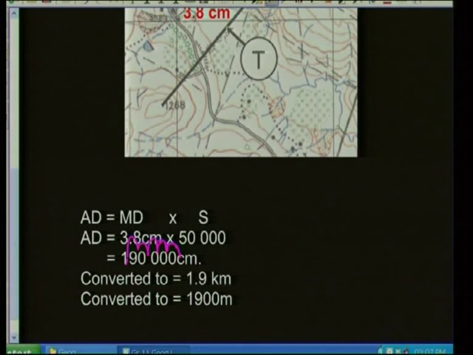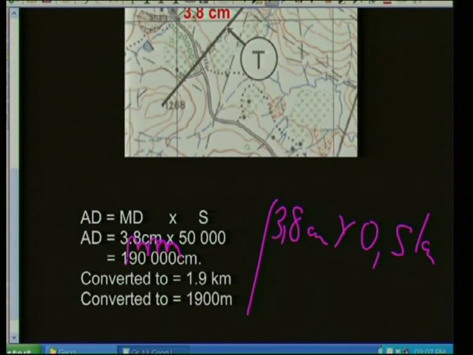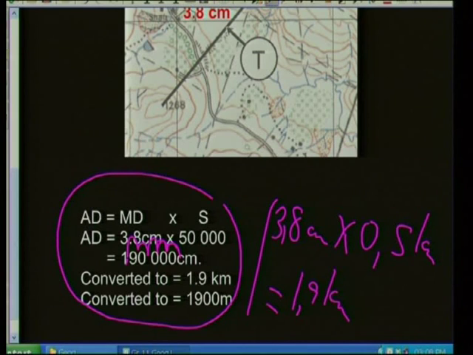Okay, this is the correct way to do it. We do accept the other way where it's straight: 3.8 centimeters times 0.5 kilometers, and you get your answer of 1.9 kilometers, or 3.8 centimeters times 500 meters to get your answer in meters. The answer is correct, but this is definitely the proper way of doing it. I'm giving you a little shortcut there.